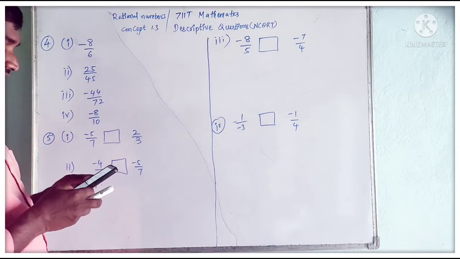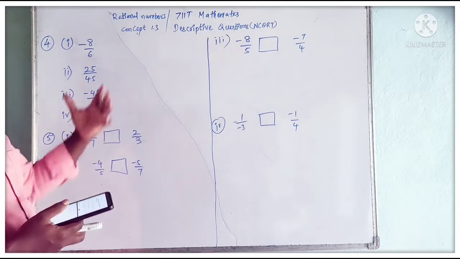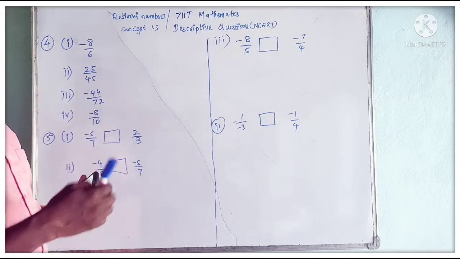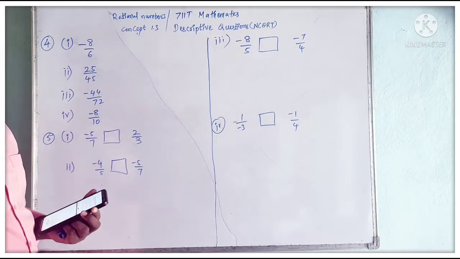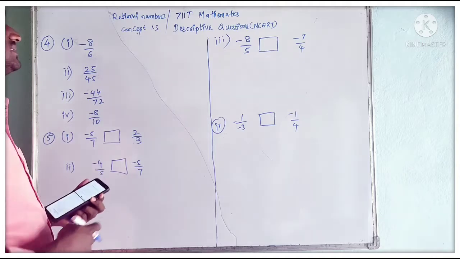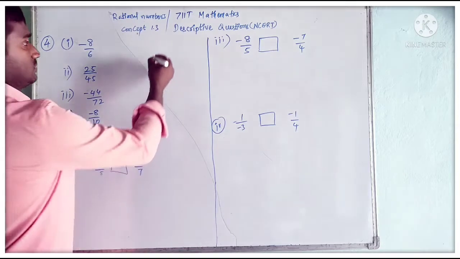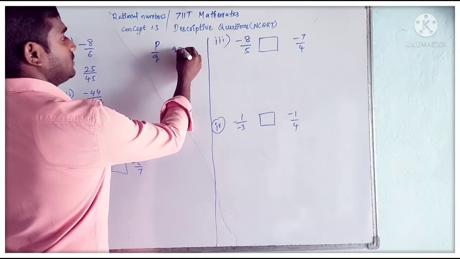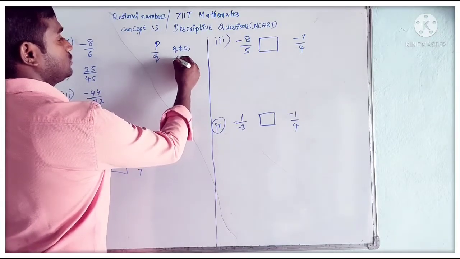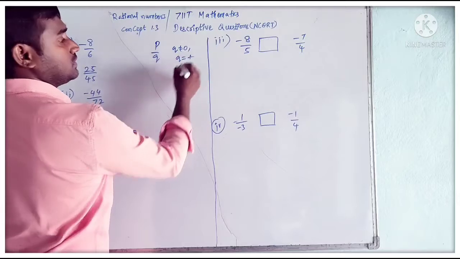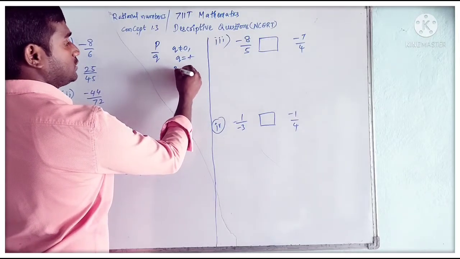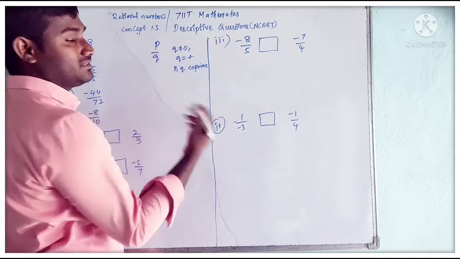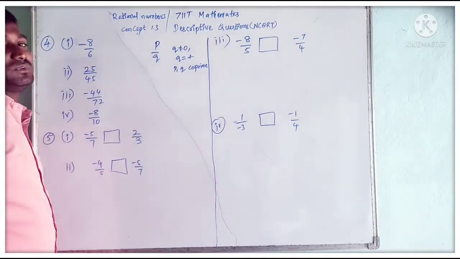We have the fourth question. Rewrite the following rational numbers in the simplest form. The simplest form is nothing but the standard form. The conditions for the standard form are: the number should be in the p by q form, where q is not equal to 0, q should be positive, and p, q are co-primes. Co-primes means there is no further cancellation for numerator and denominator.